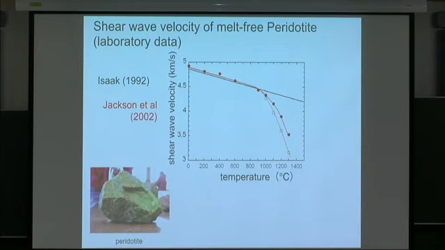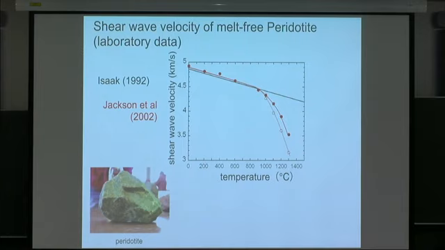However, in 2002, Jackson et al. published their data shown here by these red lines. Although they used melt-free peridotite, their data at high temperature was much lower than the previous data by Isaak. So if we use these new data, this example just now can be explained without invoking melt. So this difference is significant, and you may be wondering why these two data sets are so different.